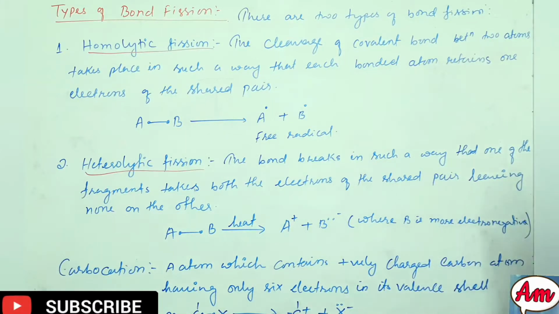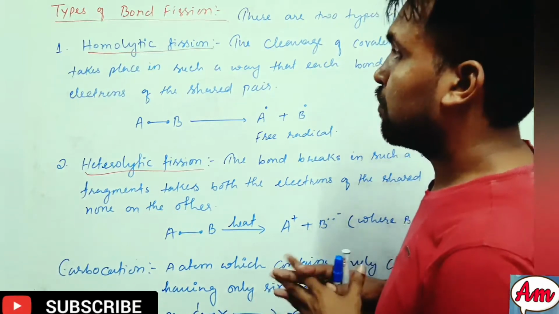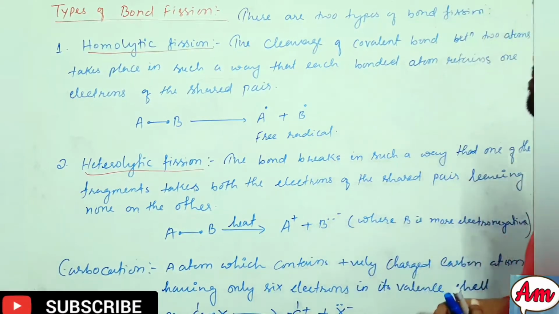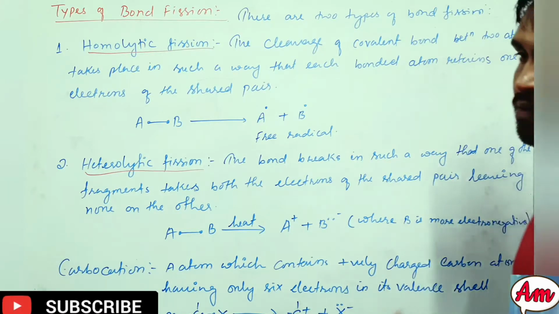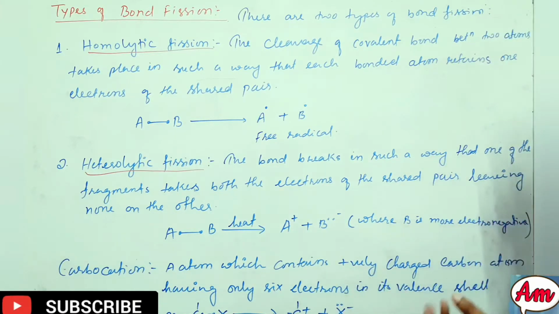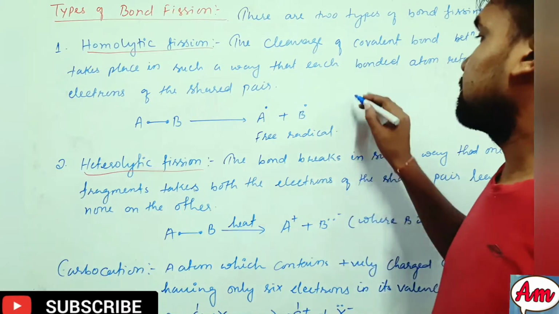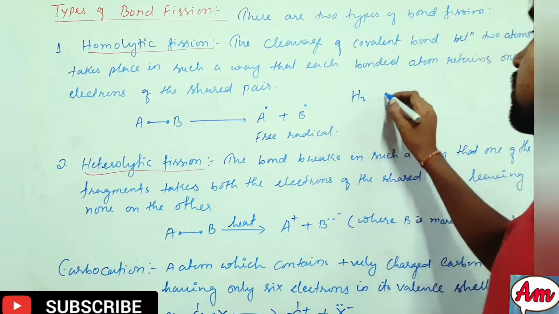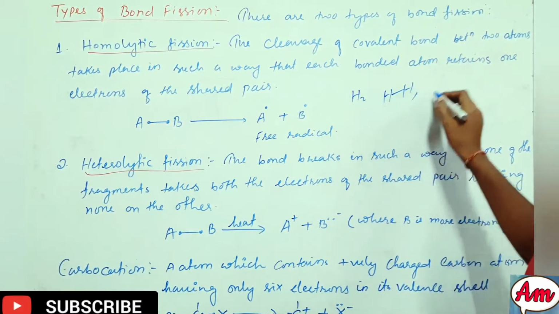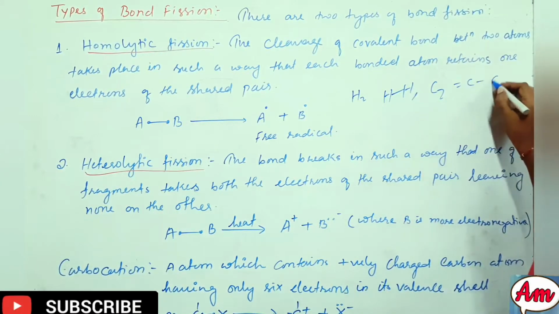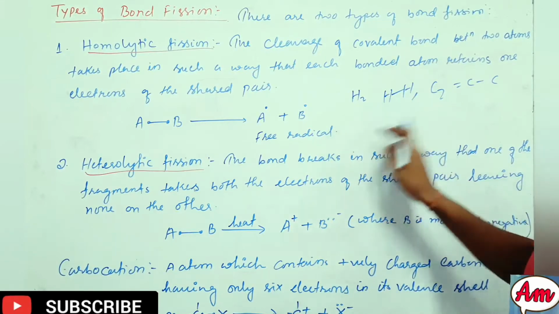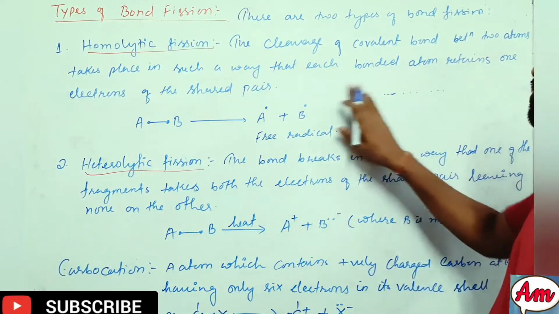Okay, so there are two types of bond fission. Number one, homolytic bond fission. So what is homolytic bond fission? Basically you have to understand one thing. Homolytic bond fission basically occurs in homogeneous compounds, for example H2. So this is a homogeneous compound, H-H. Cl2, Cl-Cl. In this kind of compound you will see that homolytic bond fission occurs.